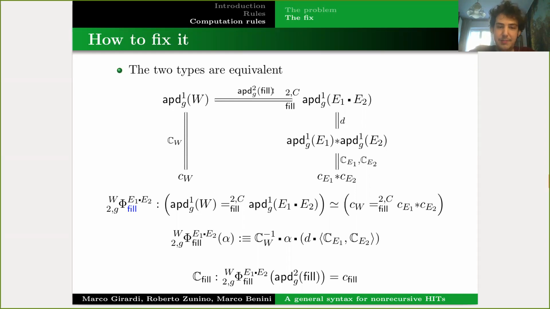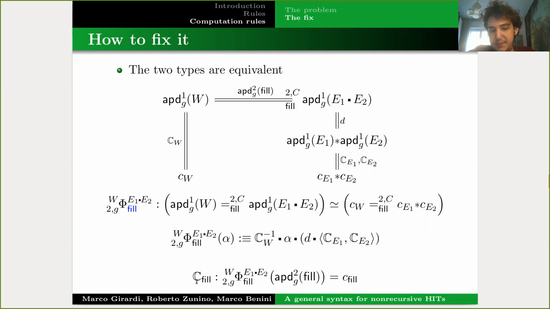If we take APD2fill and concatenate this path on the left and this path on the right, we get a pathover between CW and CE1 concatenated with CE2, which is exactly the type of CFill. So the types now are okay. In fact, this means that we can construct an equivalence between this pathover space and this other pathover space, defined simply by the concatenation of the paths here. And finally, we can state our computation rule in this way.